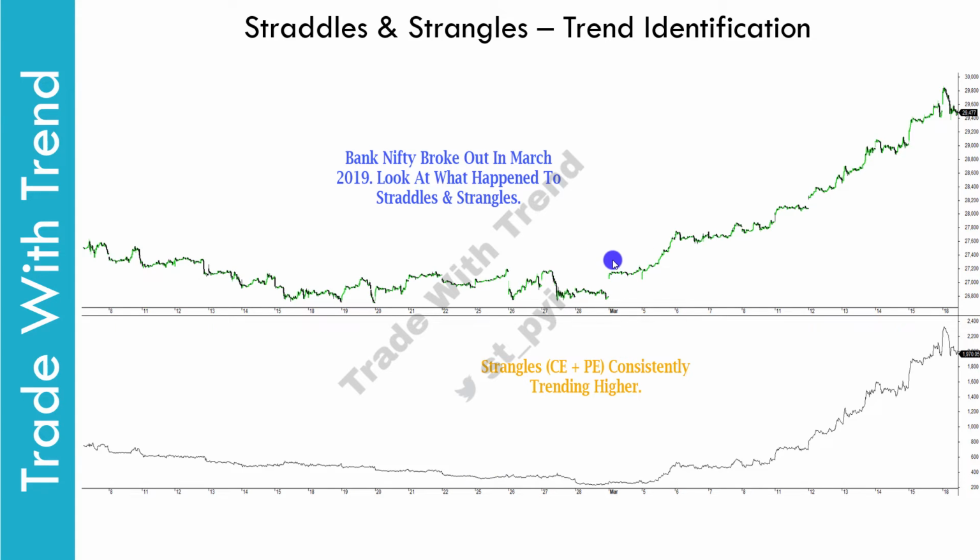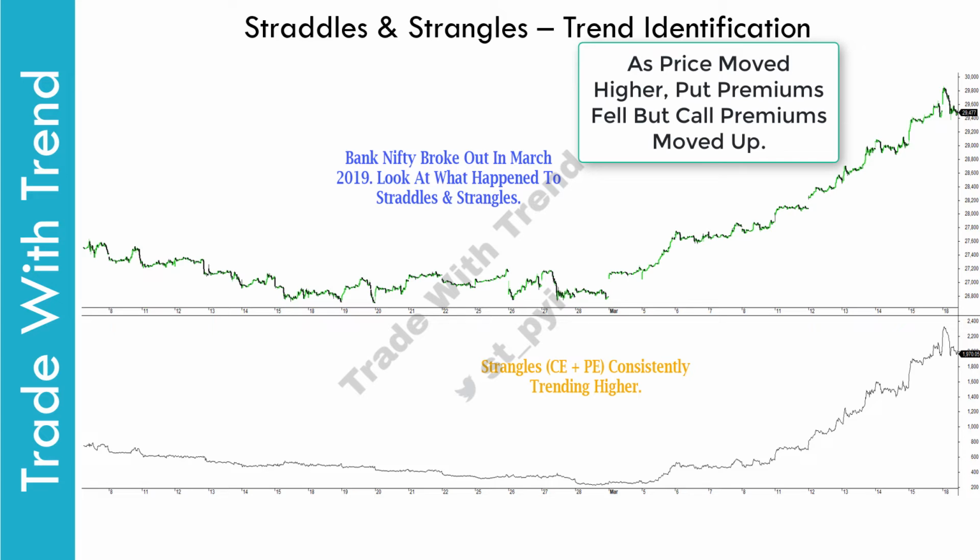In the first week of March, strangles broke out of range along with price. This was one of the first indications of a trending move developing in the market. As trend progressed with momentum, look at how strangles moved higher with time. Now what has happened here is that as price has moved higher, put options premium have moved lower. But looking at the momentum on the upside, premium of calls have risen at such a rate that they have compensated for the fall in premiums of puts. I hope this particular aspect is clear.